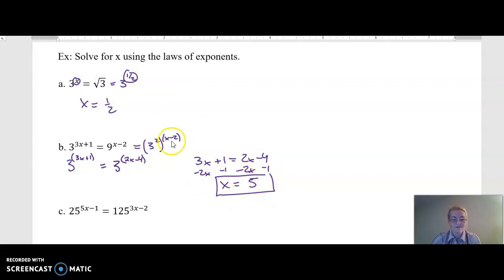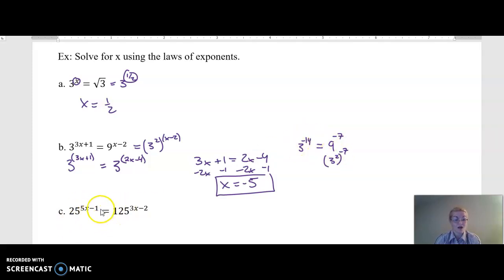All right. And you can always check by plugging this directly in, right? 3 times -5, that's -15, plus 1 is -14. 3 to the -14, is that really the same thing as 9 to the -5 minus 2? Is that really the same thing as 9 to the -7? Yeah, because again, this is 3 squared to the -7th, which is going to be 3 to the -14th.